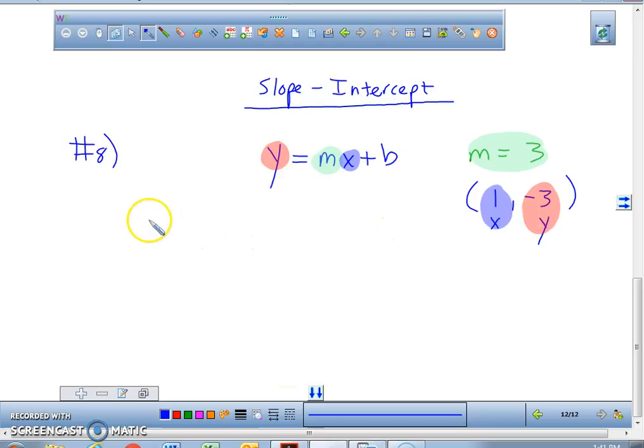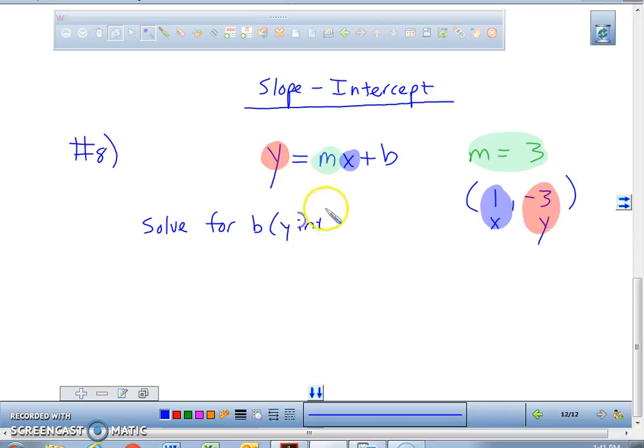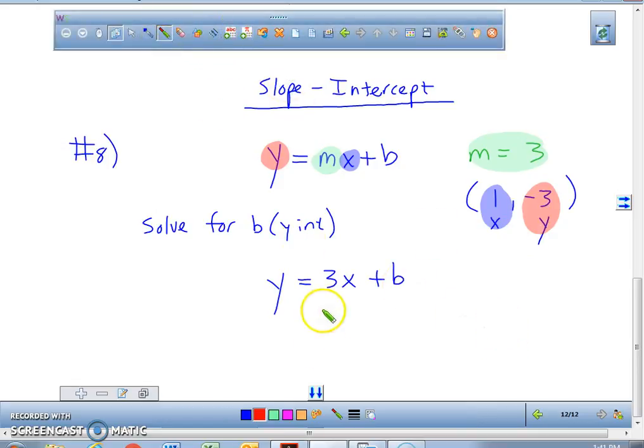Basically, in this whole process right here, here's what we're solving for. We are solving for b, which is your y-intercept. Okay? Because right now, what's our equation? Before we even solve it, our equation is y equals 3x plus a what? Plus a b. If you have the slope, right, you can write y equals 3x plus b. All we need to find is the what? The y-intercept.